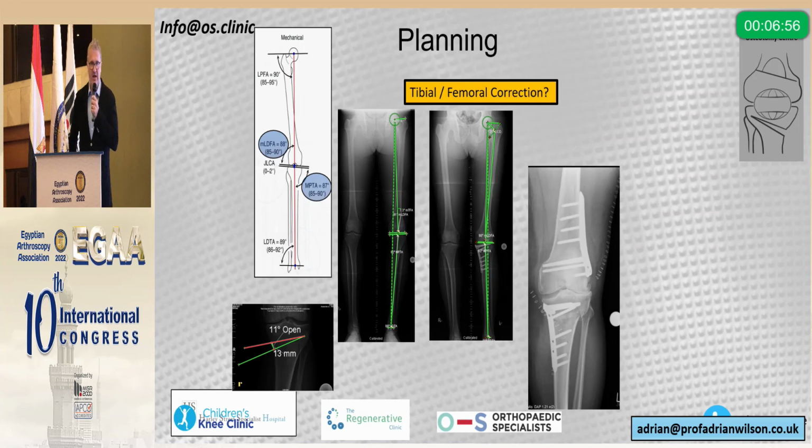So how do we get it right? And Akram's covered a lot of this already. So a key message is in the planning. So we have to do the planning to work out where is the deformity. Do we do the osteotomy in the tibia, the femur, or in both?